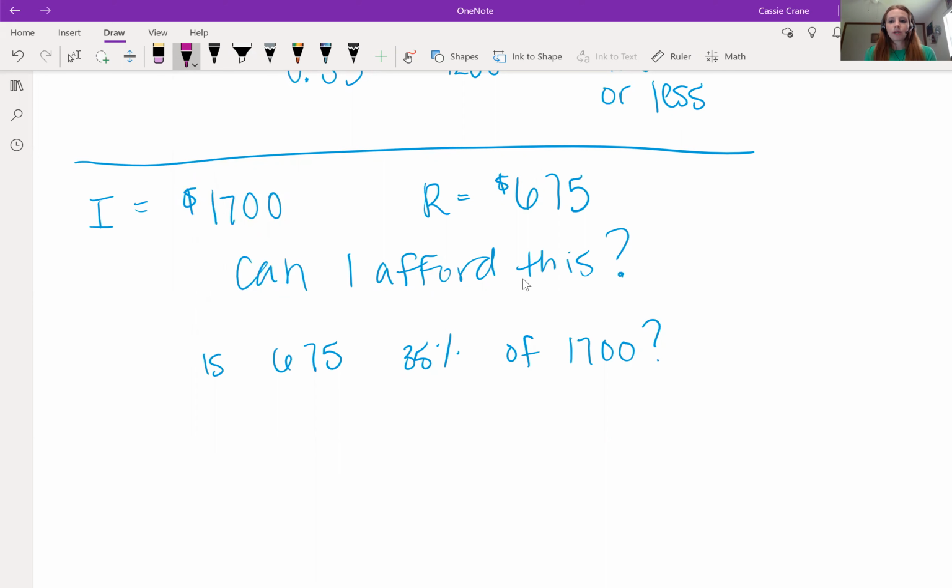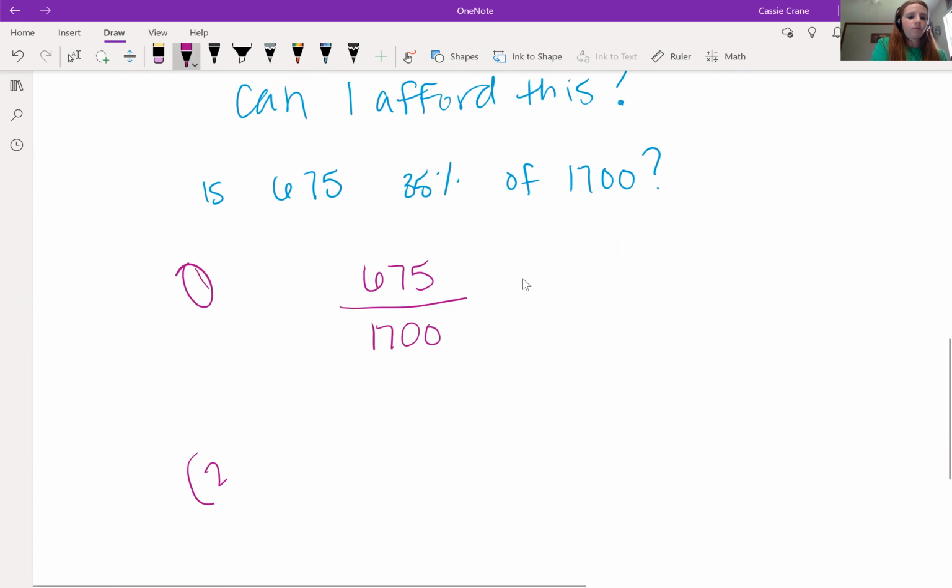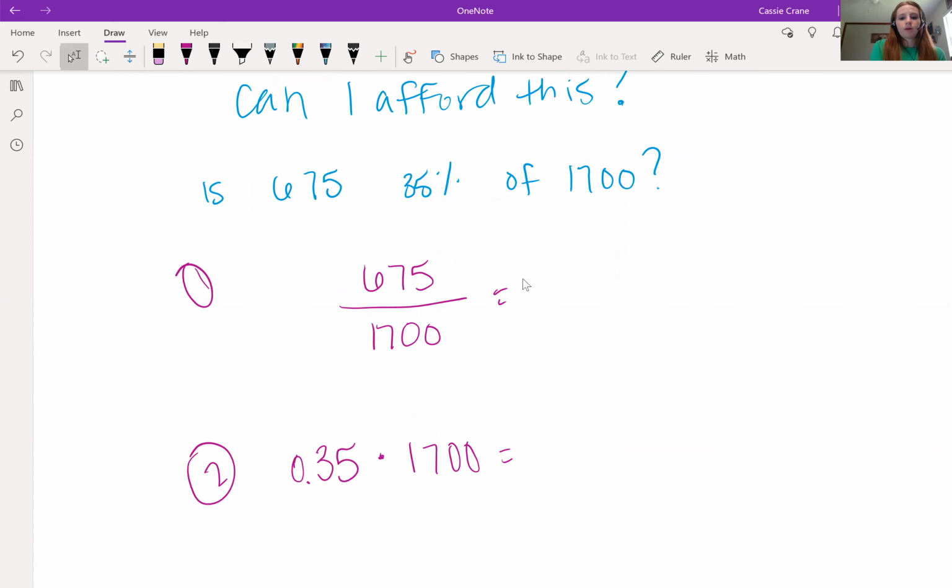We can do it a couple different ways. If you want to just use the numbers that you have, you can do that. So this would be 675 out of 1700. You could just set it up that way and see what percentage that is. So what percent is 675 of 1700? Or you could do it the other way, where we just find 35% of 1700. So this is method one. Method two would be, what is 35%? So 0.35 times 1700.